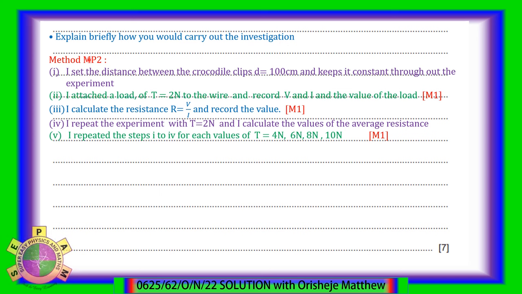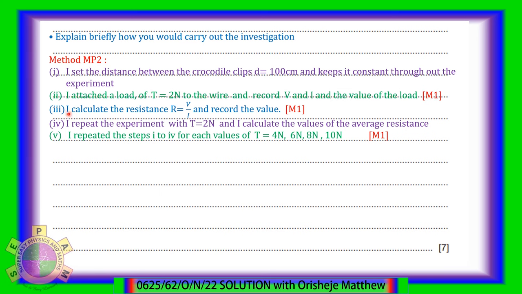There is a second major point that will give you, like this, procedure. In the marking scheme, we give you 3 marks. So let's see how you get the 3 marks. I set the distance between the crocodile clips to be equal to this. So throughout the experiment, I keep the distance between the crocodile clips constant. I attach a load of tension 2 newton to the wire and record the potential difference and the current and the value of the load. So for stating this, you have 1 mark.